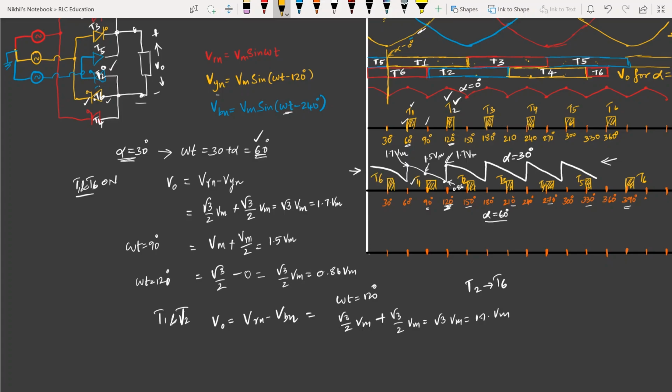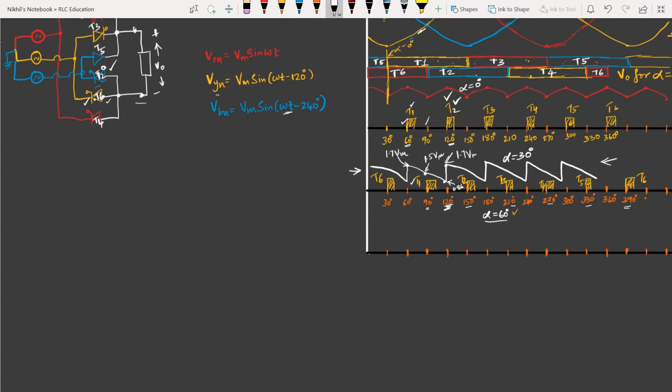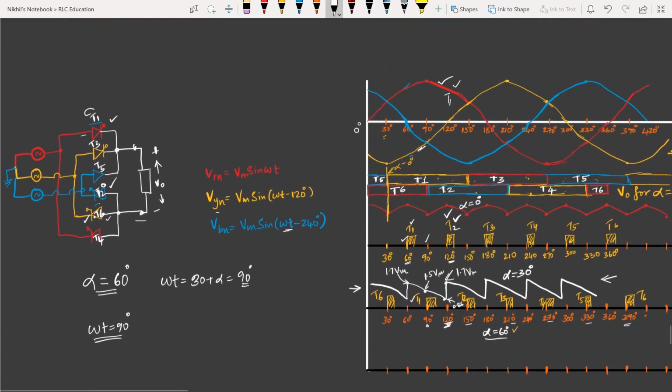Now we will try to understand the operation when you are making alpha is equal to 60 degrees. So we will try to analyze the output voltage waveform for alpha is equal to 60 degrees. When alpha is 60 degrees, where will the omega t be? Omega t, as you know, is 30 plus alpha, so it will start at 90 degrees. Okay, now at omega t is equal to 90 degrees, I have to analyze what will be the output voltages. So at 90 degrees, what will be the switches that will be forward biased or will be ready to conduct at 90 degrees?